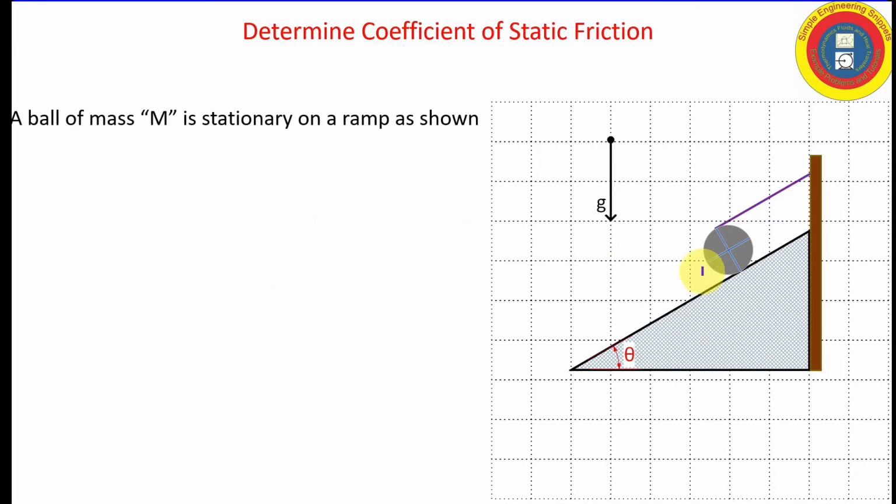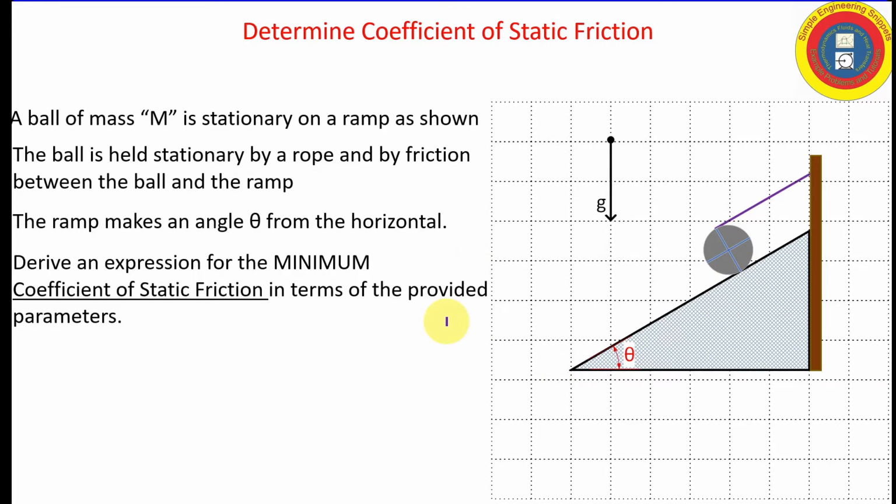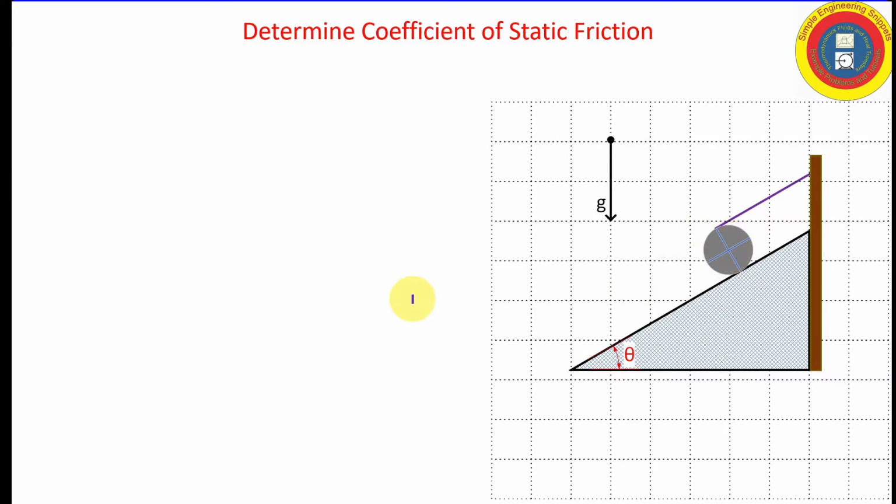Okay, a ball of mass M is stationary on the ramp as shown. It is being held in place by a rope attached to the top of the ball and, of course, friction between the ball and the ramp. The ramp makes an angle theta from the horizontal. And our goal again is to determine an expression for the minimum coefficient of static friction to hold this ball static in the static equilibrium as shown.